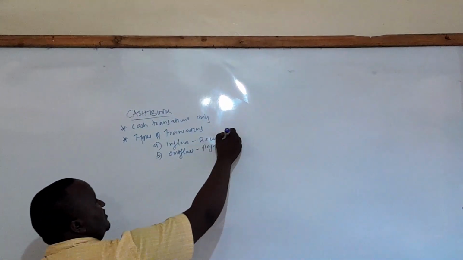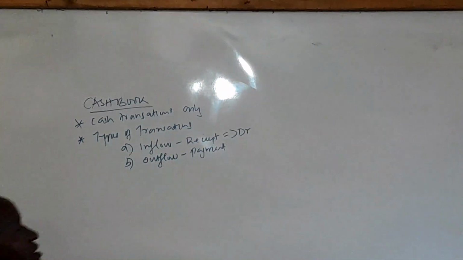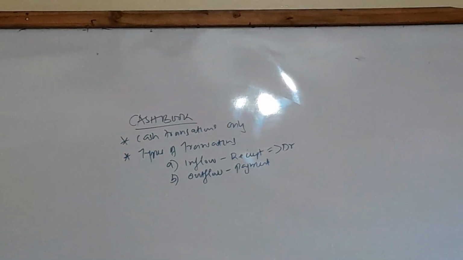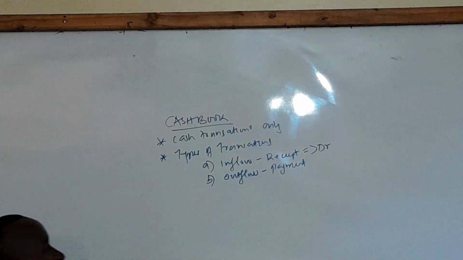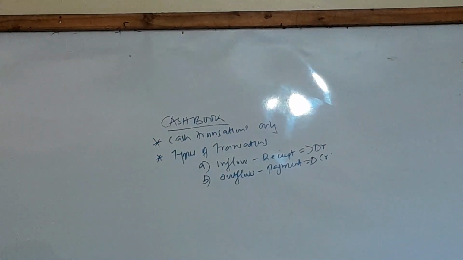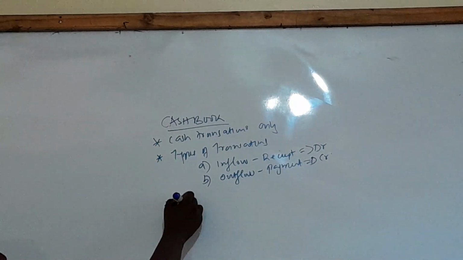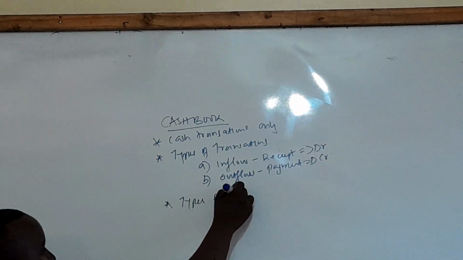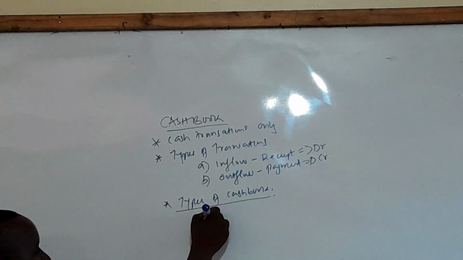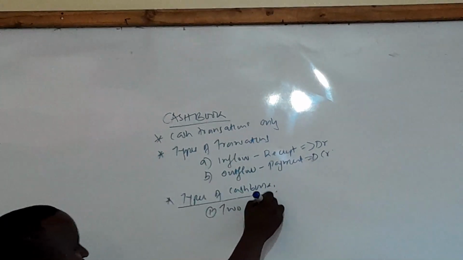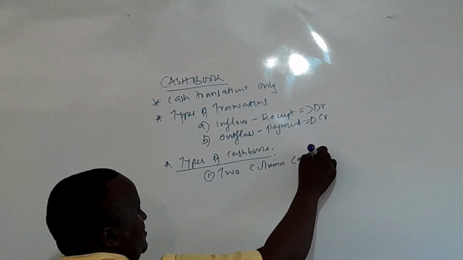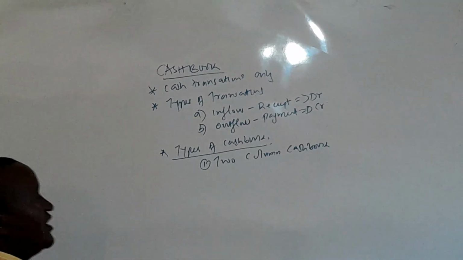Inflows are debited in the cash book, because a cash book is a ledger which has two sides, the debit and the credit, and the outflows are credited. So when you look at the types of cash book that you can have, there are two types, and we shall start with the two column cash book.